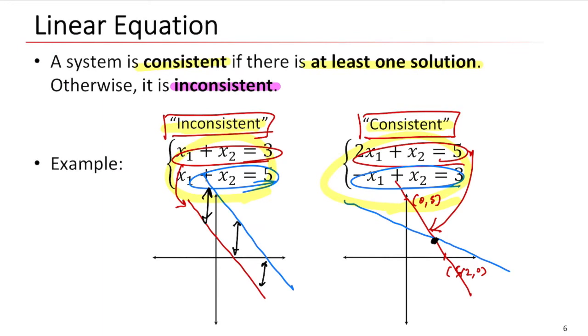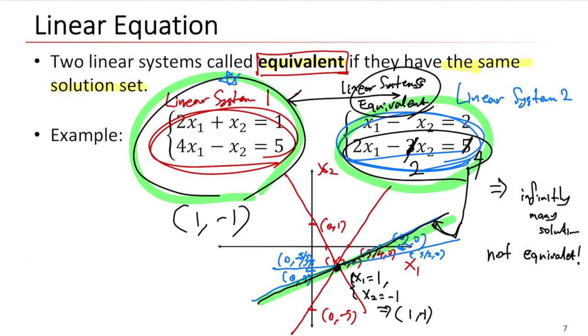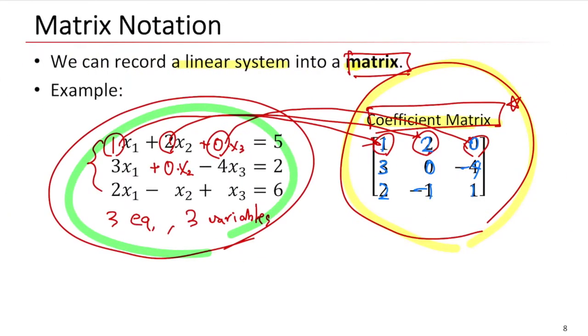What else? We also learned what a consistent and an inconsistent system are, and we also learned about equivalence. What was equivalence? If two linear systems have the same solution set, they are called equivalent systems.